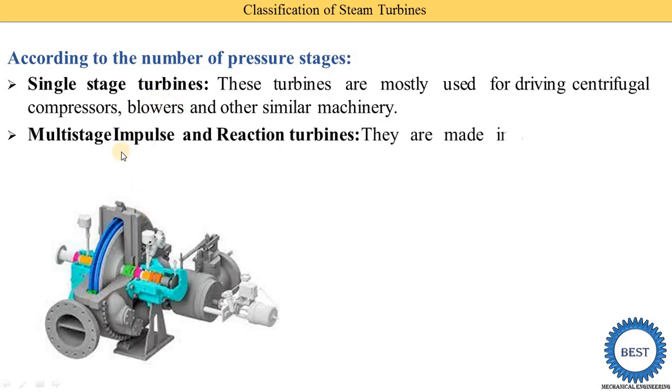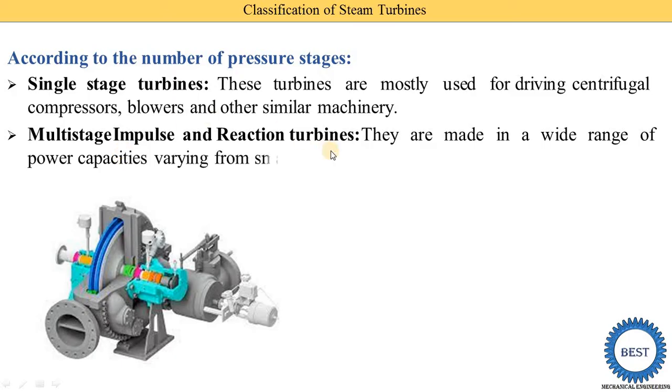Another is the multi-stage impulse and reaction turbines. They are made in a wide range of power capacity, varying from small to large. So these multi-stage turbines are available from smaller capacity to larger capacity. They are majorly used for producing electricity.